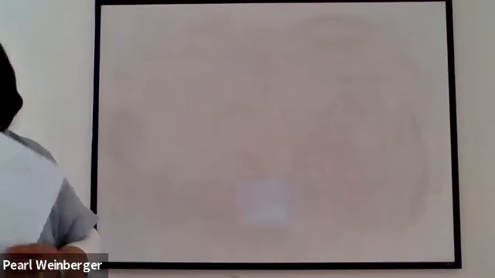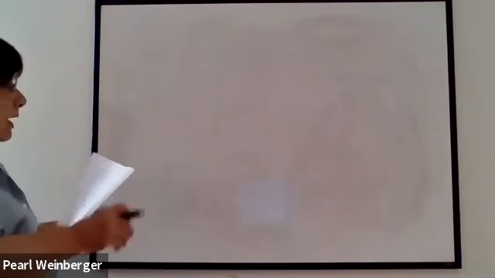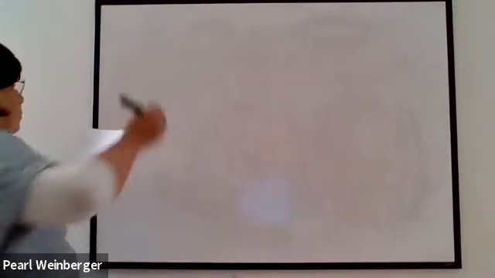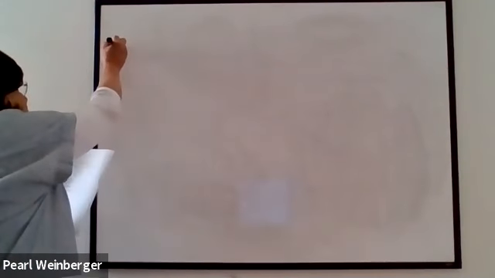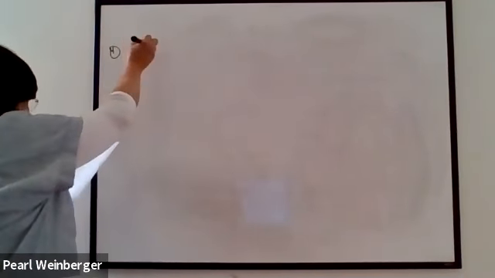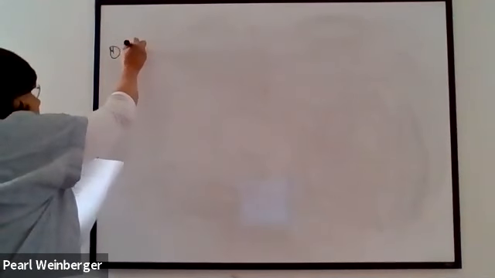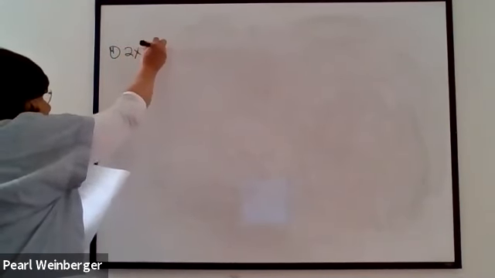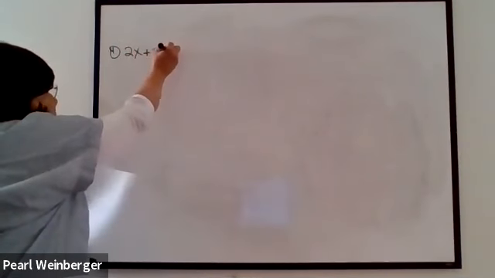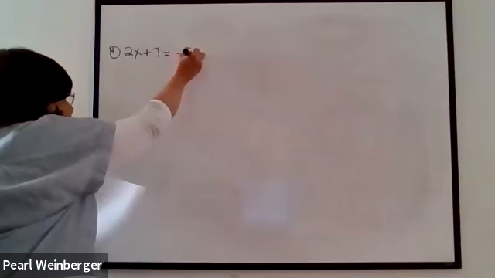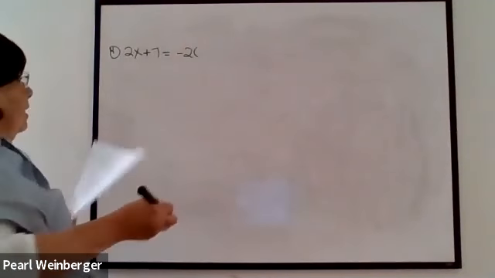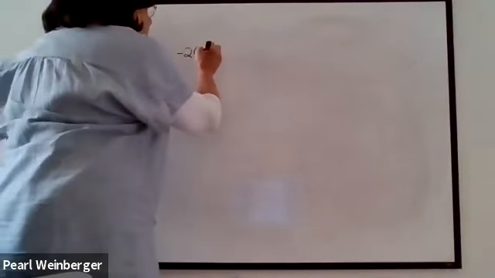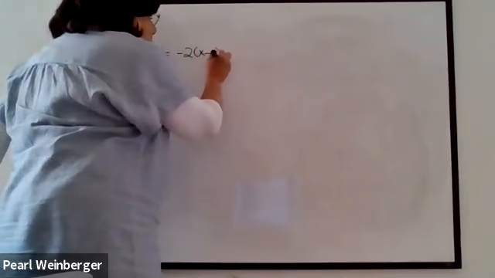Okay, so here I'm going to be putting 2 problems on the board. And I would like you to work on these 2 problems and see if you remember how to solve these equations. So here's the first one. The first one is 2x plus 7 equals -2 times (x minus 3) plus 5.